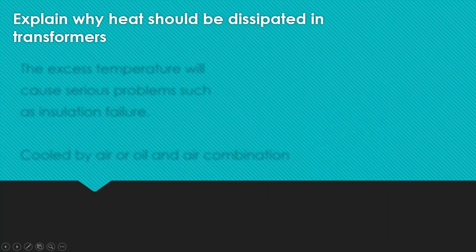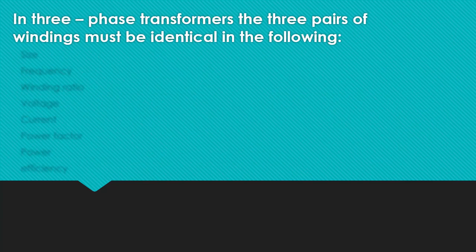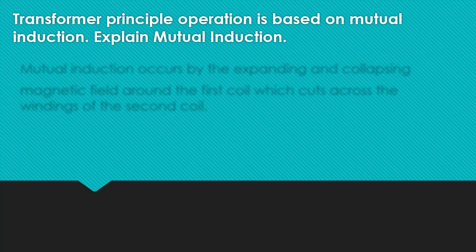Explain why heat should be dissipated in transformers. The excess temperature will cause serious problems such as insulation failure. It's cooled by air or an oil and air combination. In three-phase transformers, the three pairs of windings must be identical in the following: the size, frequency, winding ratio, voltage, current, power factor, power, and the efficiency.